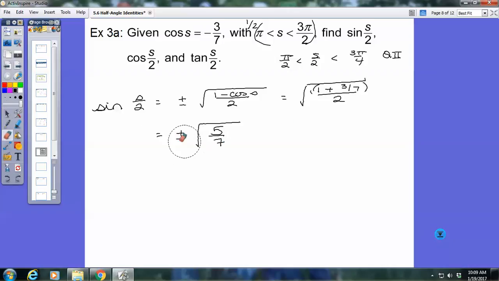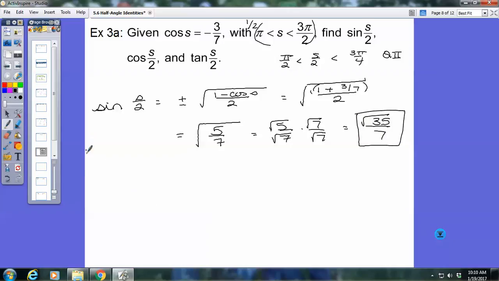Oops. So I need to erase that plus or minus. Don't want to leave a radical in the denominator. That's radical 5 over radical 7. So if you just multiply, you get radical 35 over 7. There's sine of s over 2.